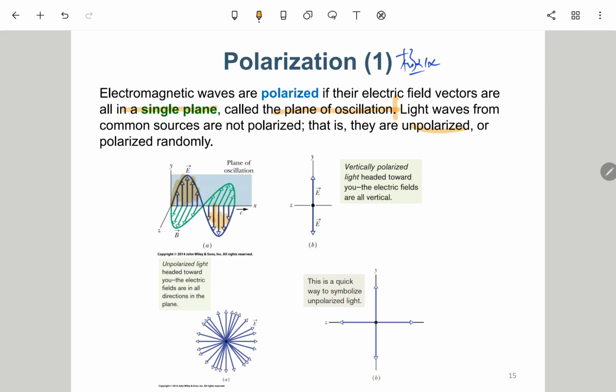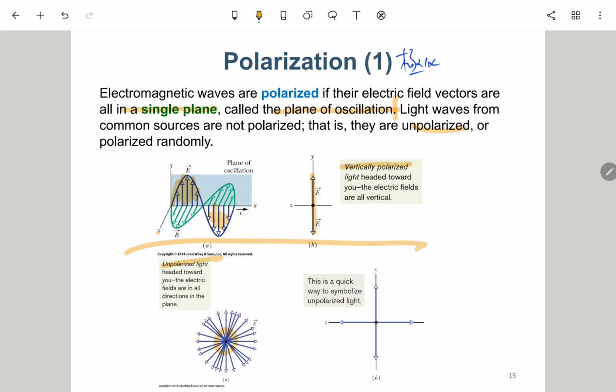So this is the polarized light. If we try to symbolize it, we can draw the E field pointing in only a single direction or in a single plane. This is the polarized light. This is the unpolarized light. The E field can be like, some part pointing in this direction, some part pointing in the other direction, and every direction.